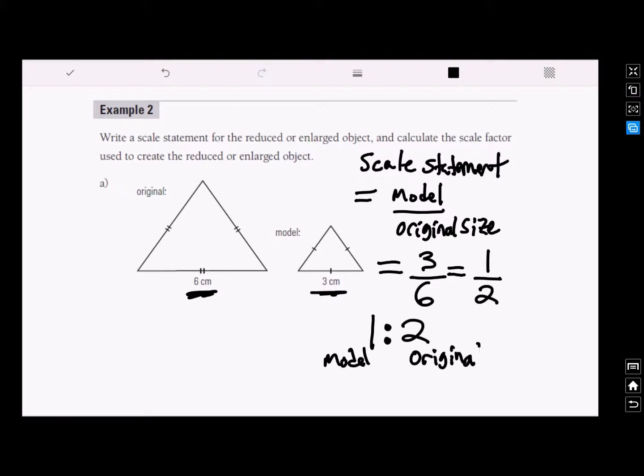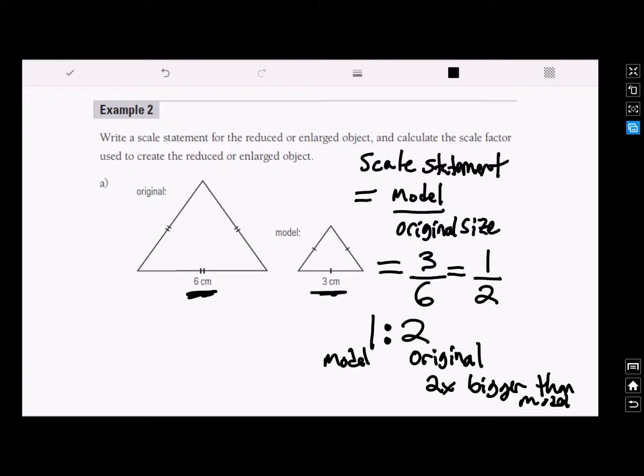So this tells me that the original is going to be 2 times bigger than the model. Or the model is 2 times smaller than the original. That's one way to write it. Okay.